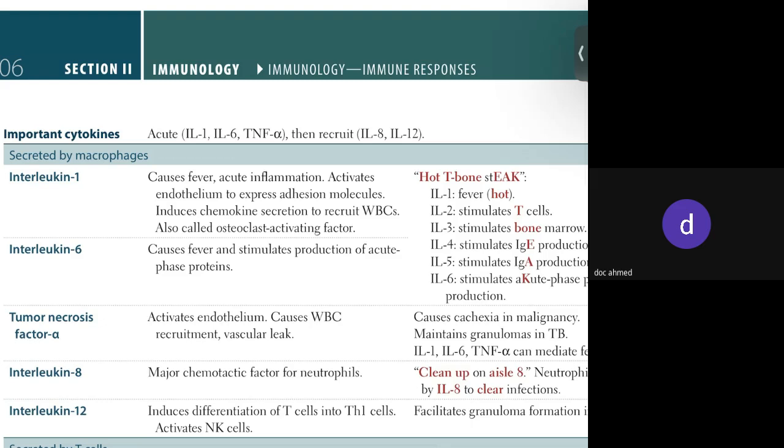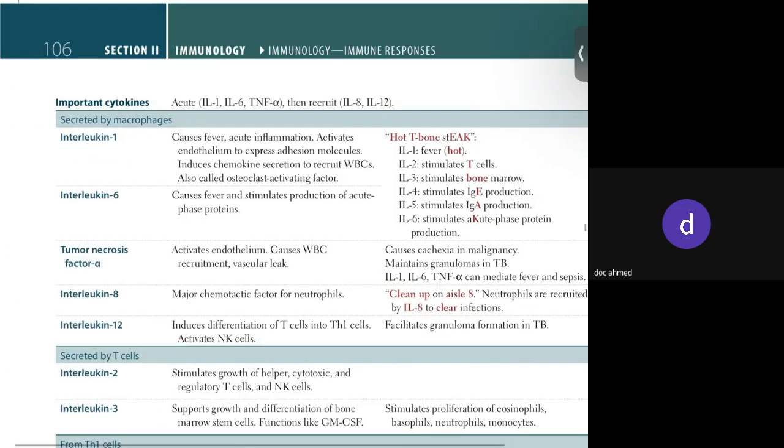How do we activate those osteoclasts? Again, interleukin 1, also called osteoclast activating factor. Keep that in mind, okay? Then interleukin 6 and TNF alpha, all of these three things cause fever. Along with that, they increase the adhesion molecules to get neutrophils into the site of infection.